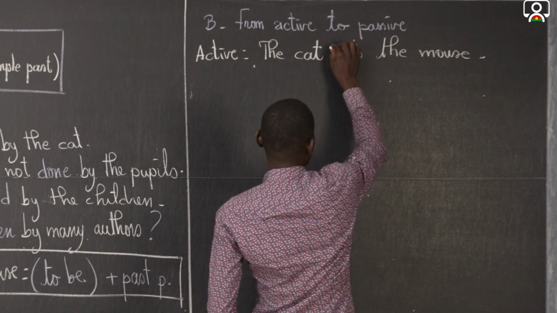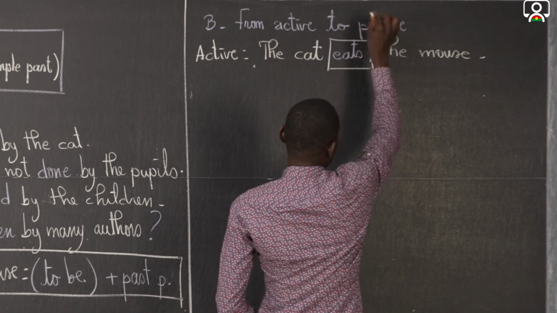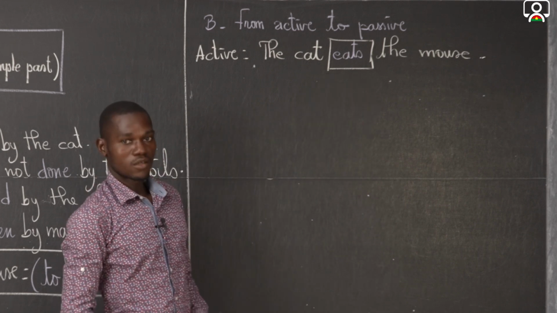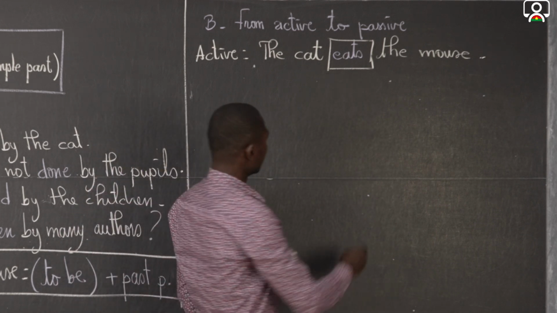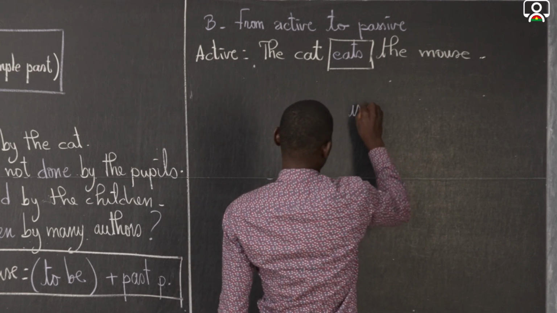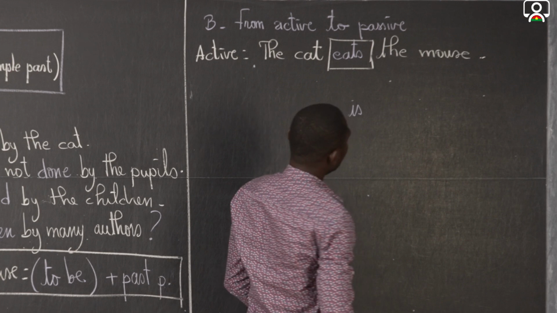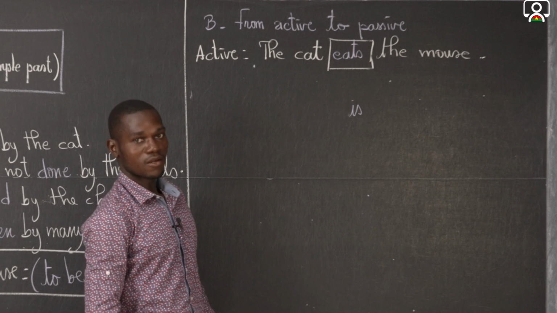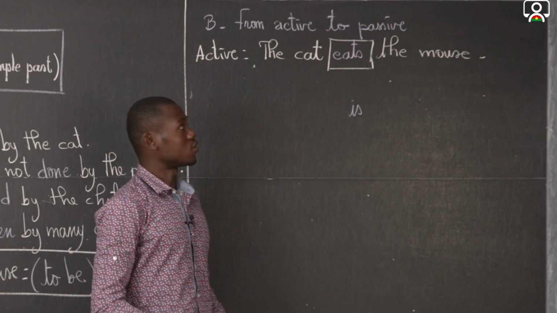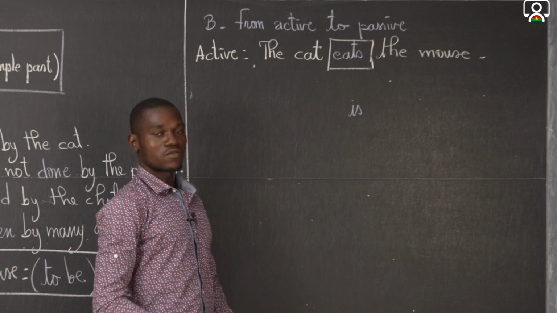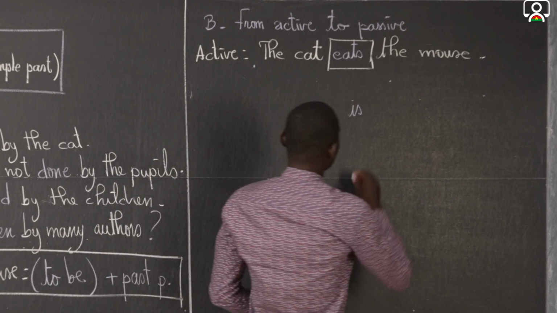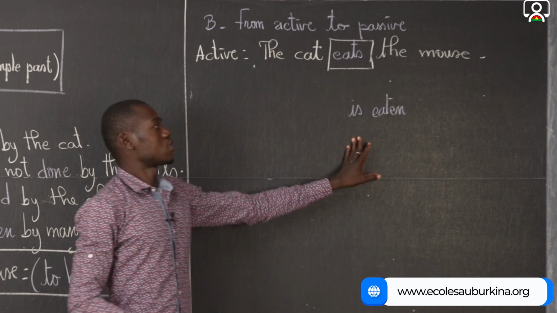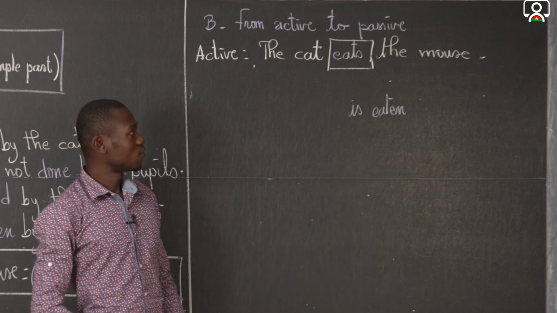the tense here is the simple present. So we conjugate to be in the simple present too. To be in the simple present is is or are. Okay? Is or are. But here we consider is. The past participle of this verb is eaten. So we write eaten. Now the tense is okay in the passive.